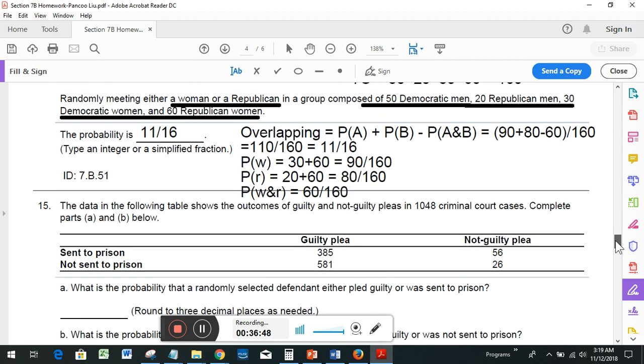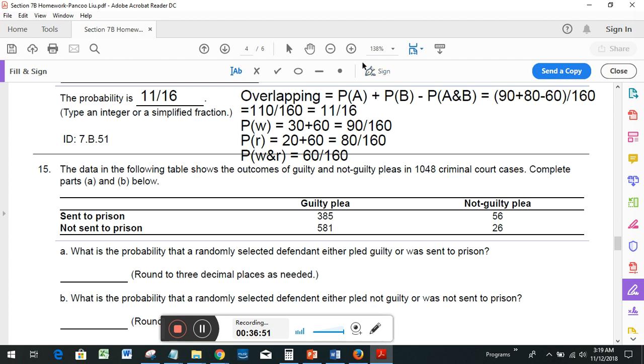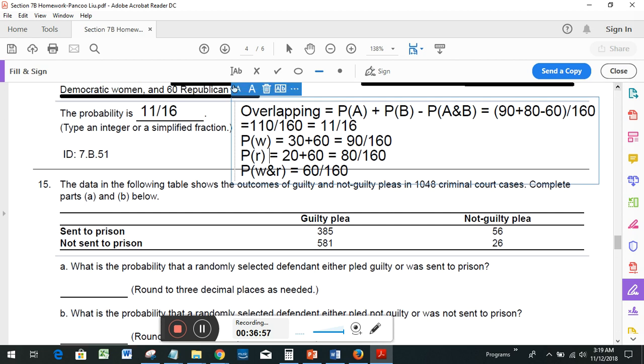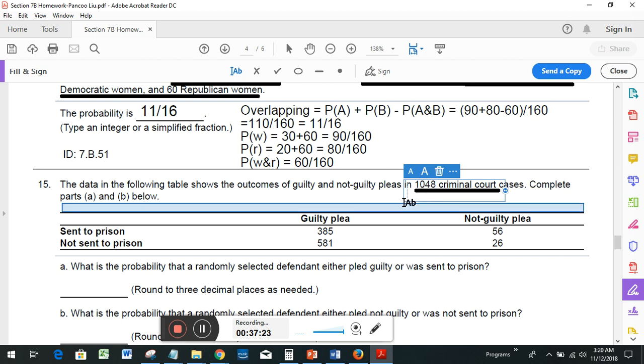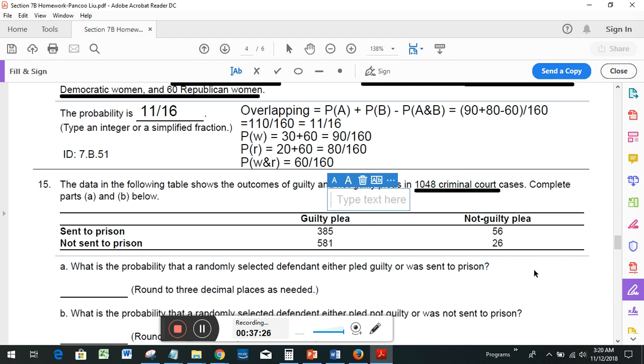Now, number 15 is another overlapping problem. Let's minimize the top one quick. Number 15 says the data in the table shows the outcome of guilty and not guilty pleas in 1,048 criminal cases. So this 1,048 criminal cases is your total outcome. The total outcome is equal to 1048.